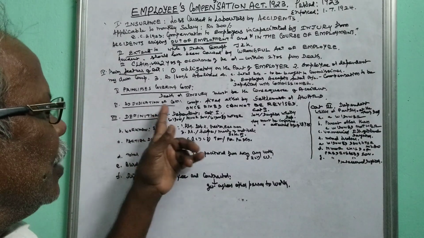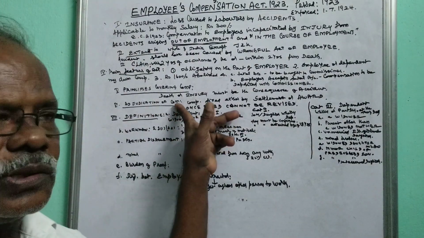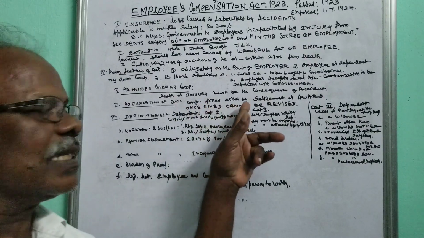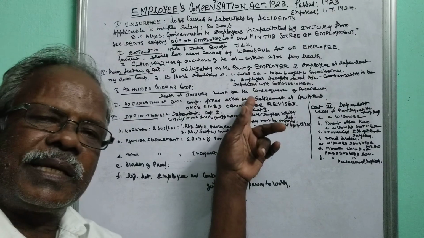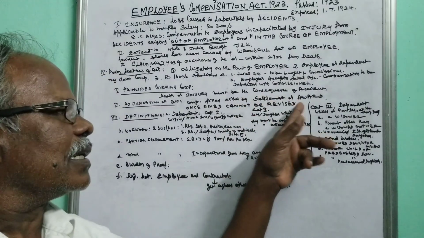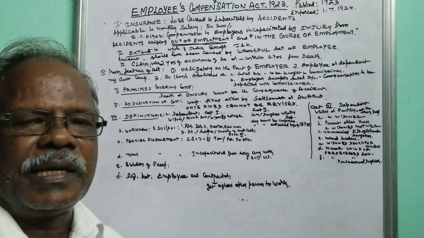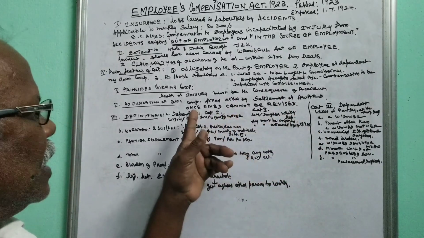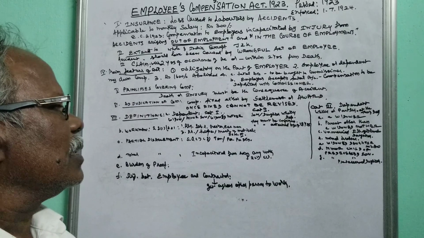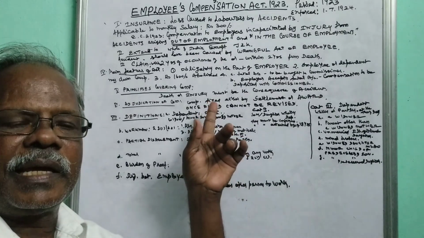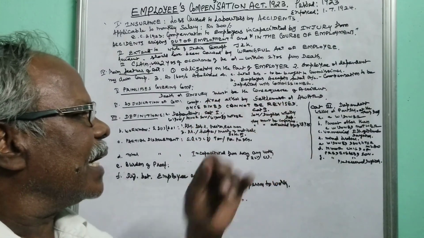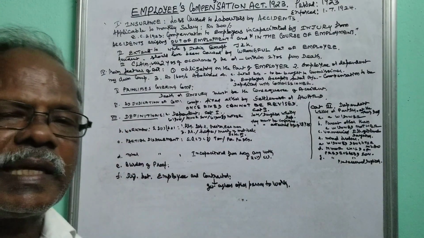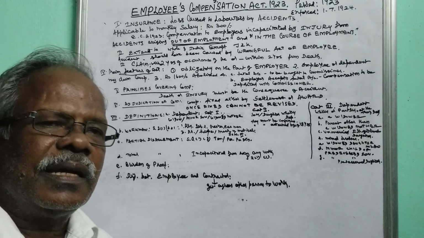Then the adjudication of the commissioner. So how is it adjudicated? The compensation is fixed either by settlement or award. So it may be by mutual settlement or awarded by the court. And once the compensation is fixed, it cannot be revised.